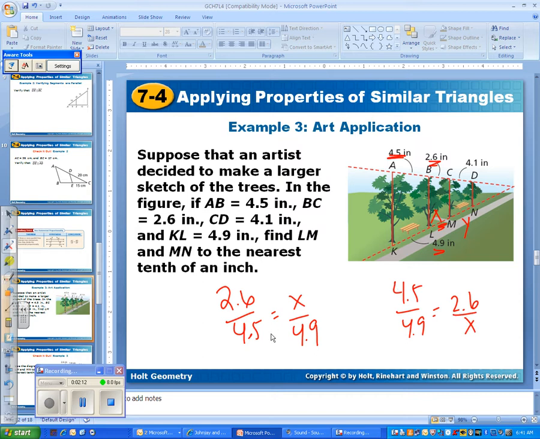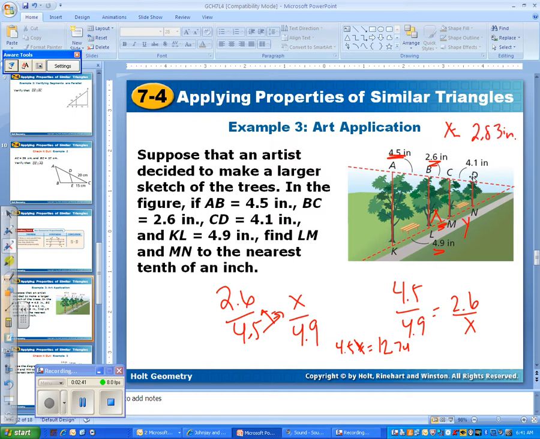Either way, when you cross multiply and divide, I'm going to get 4.5x equals 12.74. Same thing over here if you cross multiply, and then if you divide by what? By 4.5, you're going to get that x equals about 2.83 inches. So you're going to do the same thing for y.